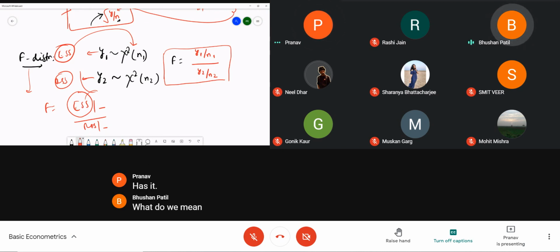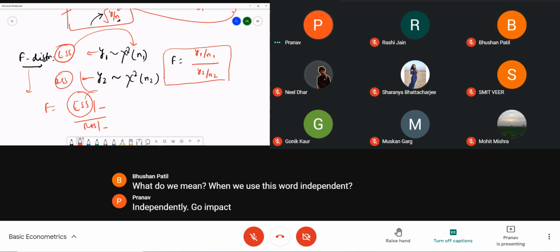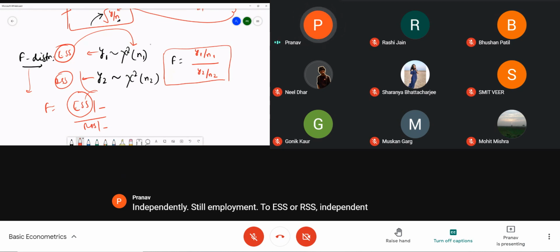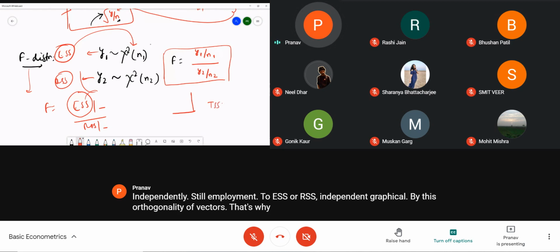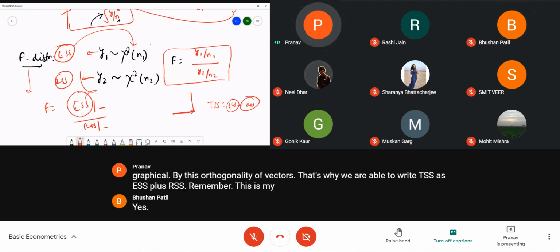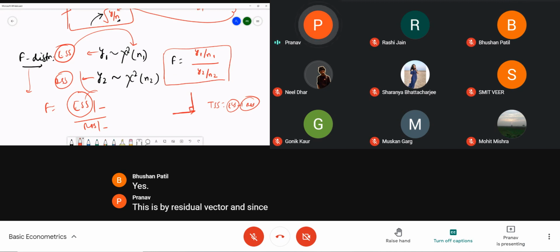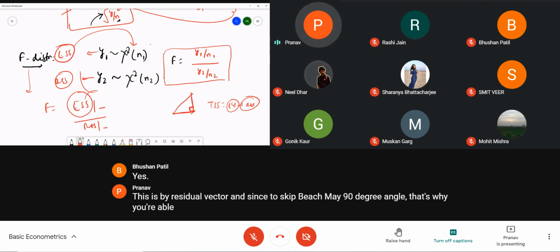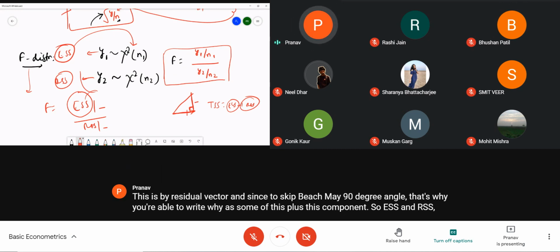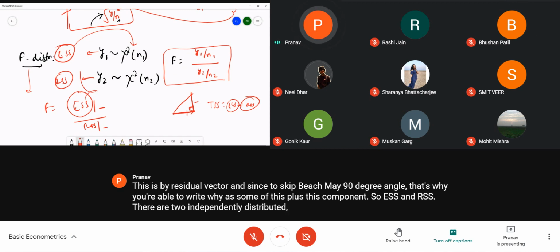So what do we mean when we use this word independent? Independent means कि वो एक दूसरे के probability को impact नहीं करते हैं. तो ESS और RSS independent है, अगर आपको याद होगा, by this orthogonality of vectors. That's why we are able to write TSS as ESS plus RSS. Remember? This is my estimated Y, this is my residual vector, and since उसके बीच में 90 degree का angle है, that's why you are able to write Y as sum of this plus this component. So ESS and RSS, they are two independently distributed chi-square variables.